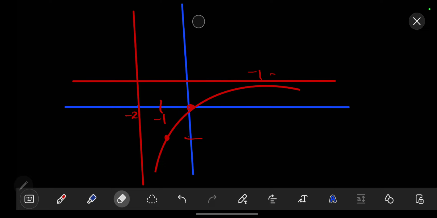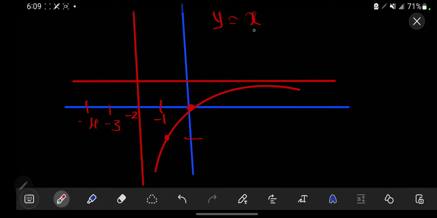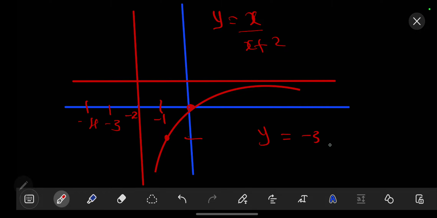Let us study the behavior of this graph as we approach numbers to the left. Let's say negative 3, let's say negative 4. When x is equal to negative 4, we are going to have y is equal to x over x plus 2. When x is equal to, let's say, negative 3, y should be equal to negative 3 over negative 3 plus 2, which will give us negative 3 over negative 1, which will give us just positive 3.